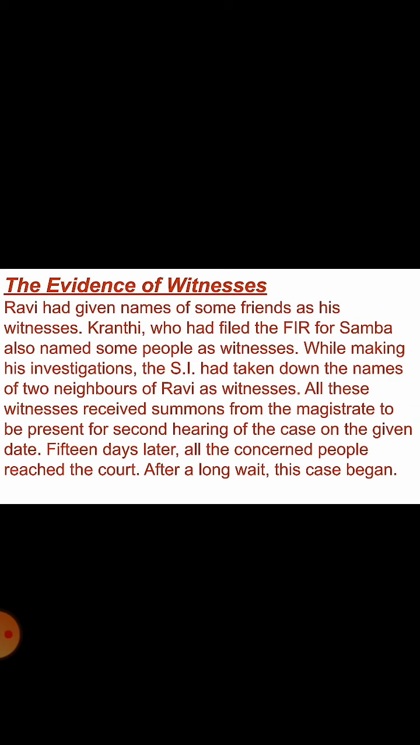Now, if you remember, Ravi and Samba had a property dispute, and Kranti, who is the son of Samba, filed the FIR. They have given names of a few witnesses. Witnesses means those who have seen the incident happening. The court summoned them. That is, they got a letter from the court that they have to be present on a particular date in the court as witnesses. Now 15 days later, all these witnesses reached the court and were waiting for the case to begin. After a long wait, the case began.